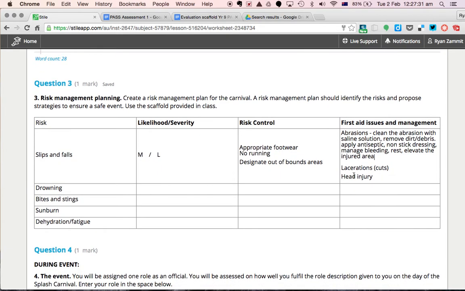So hopefully that's pretty clear, and we want you to identify further risks and include those different aspects in the table. You type within the table and the teacher will be able to give you some feedback.